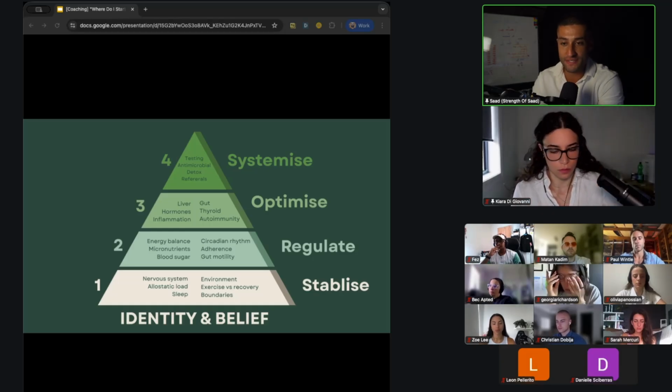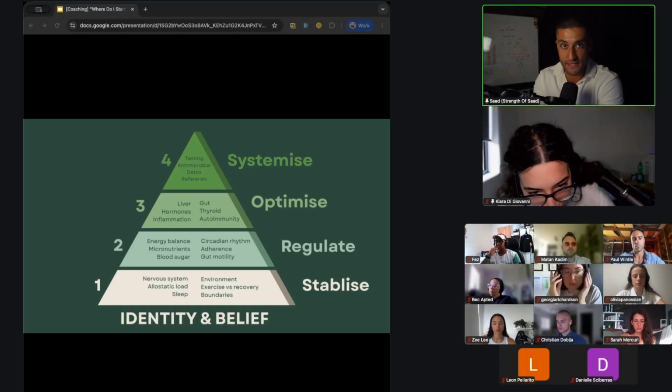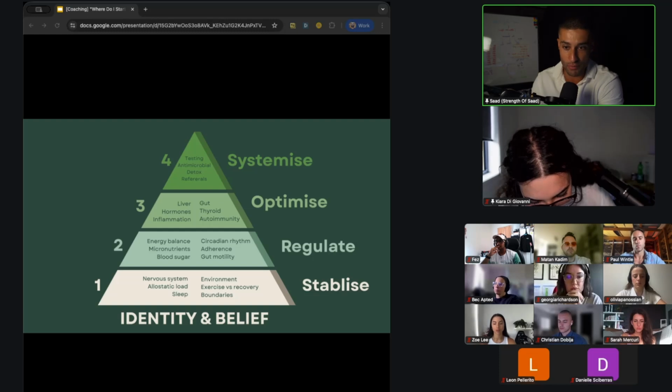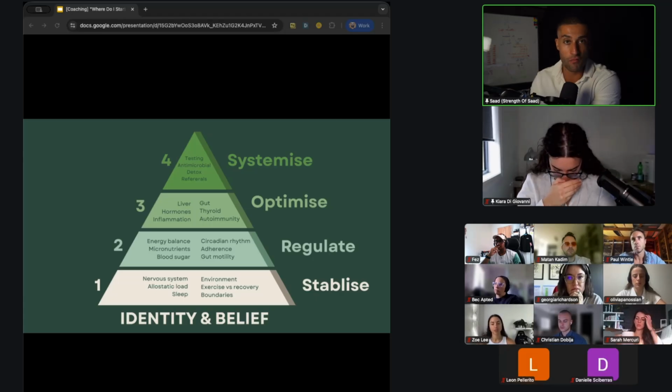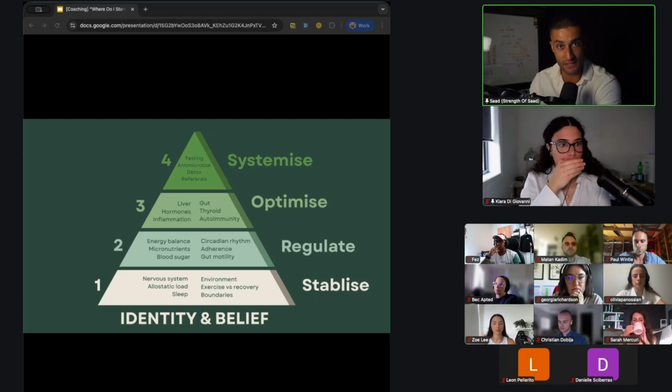This is where we go a little bit deeper into understanding body systems, what is happening at the level of the gut, what is happening at the level of the thyroid, and this will then connect to level 4, which is our testing, our blood testing, our detoxification, our protocols that go more intensely towards addressing the root cause of an issue.